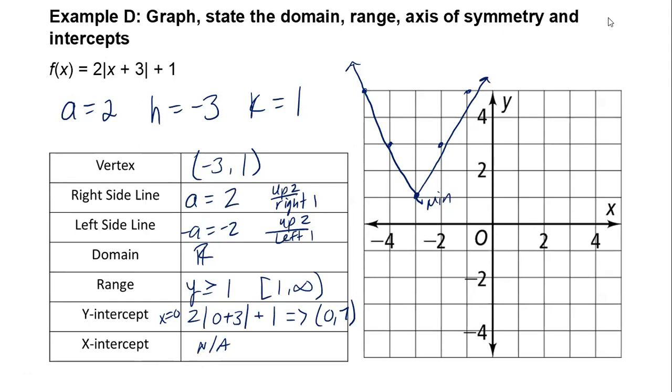Why is there no x-intercept? Because I'll never cross the x-axis if I'm going up forever.